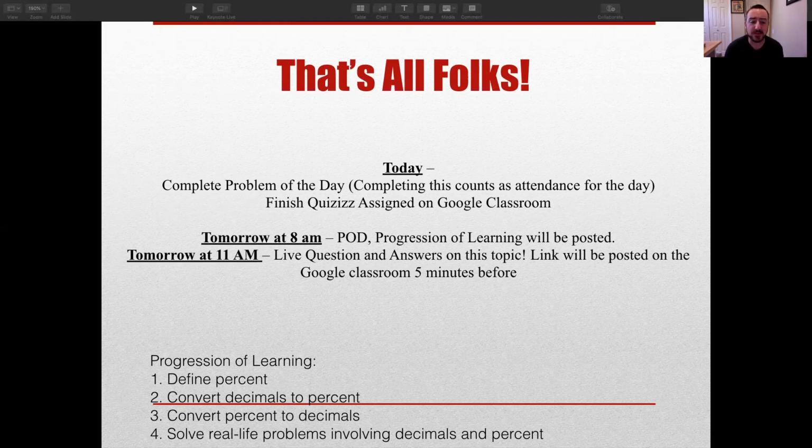Now, tomorrow at 8 a.m., which is Tuesday, another problem of the day will be assigned to you. So you have to complete that the day it's due, remember, because that is your attendance for the day. On top of that, the progression of learning for 6-1 will be posted as well. Each one of you will get the progression of learning sent to you, which has to be completed and turned in the next day. So that will be due on Wednesday.